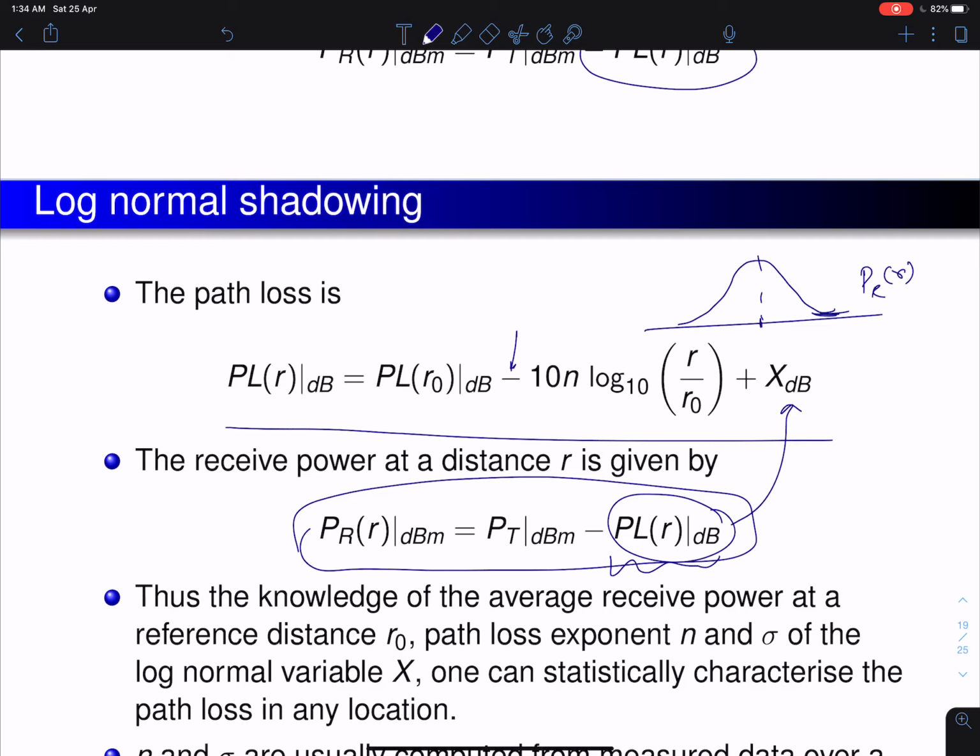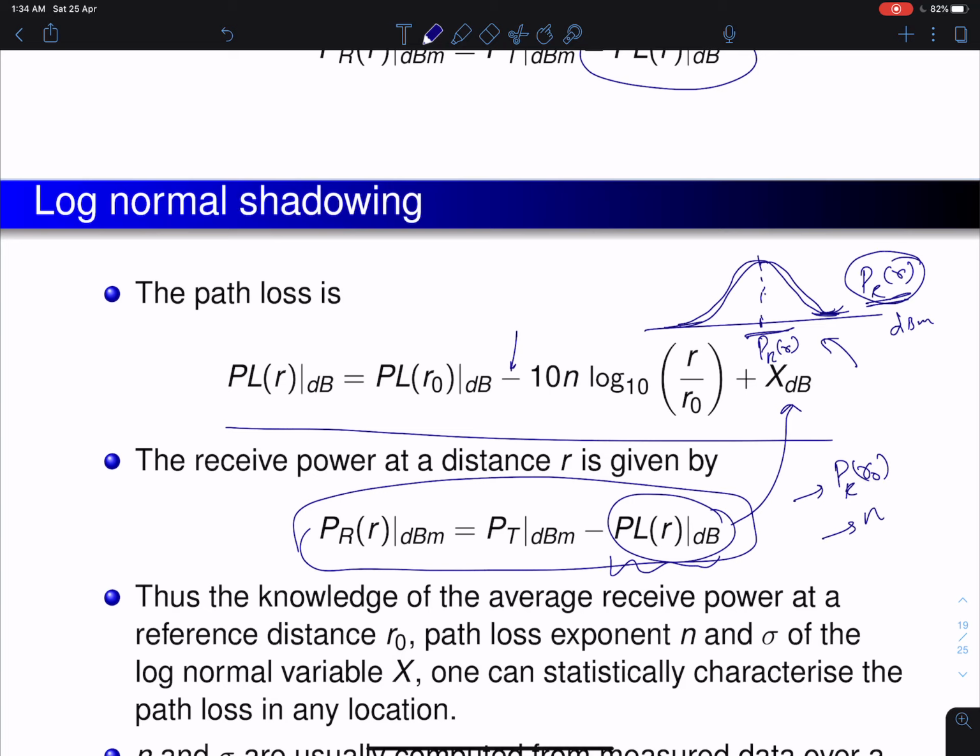Okay, so there will be an average received power in dB or dBm. So we'll call it P R of R hat, an overline on top of it, in dBm, and it will have some variation around it. And those variations can be captured using a statistical model. So all you need to know for this model is the receive power at a certain distance and the path loss exponent.